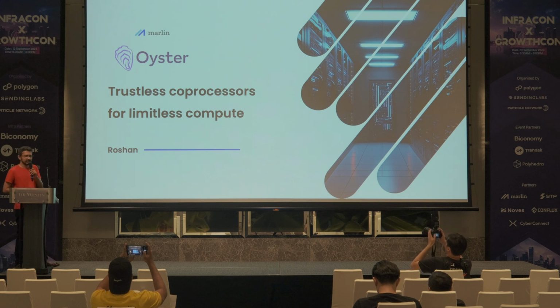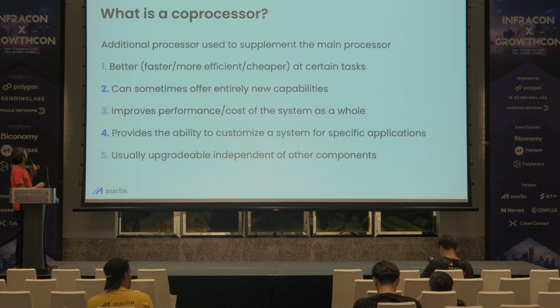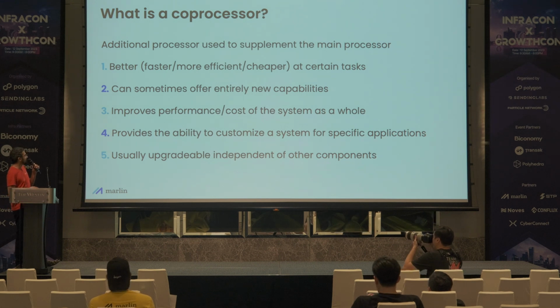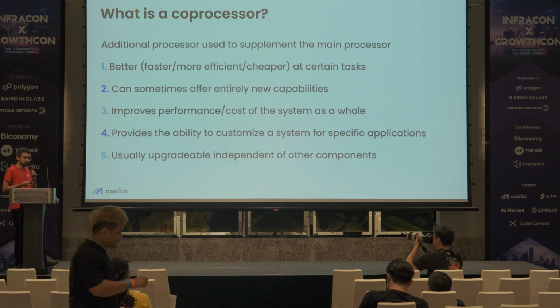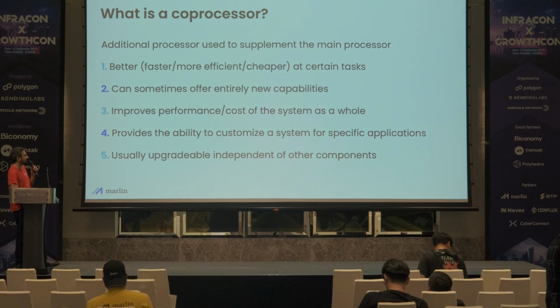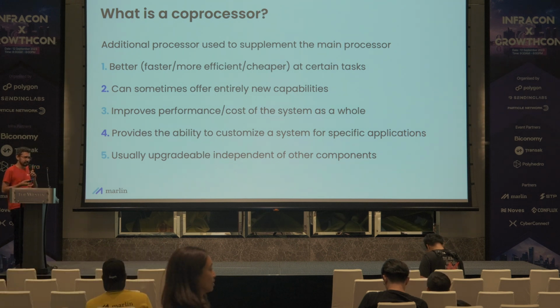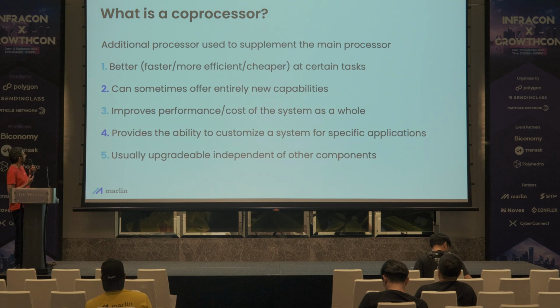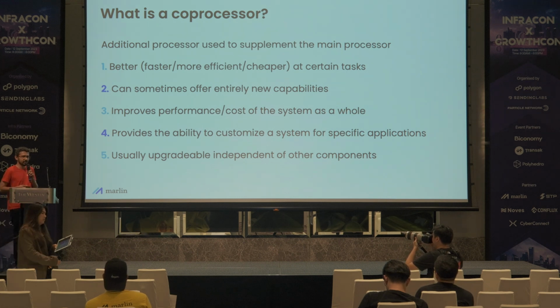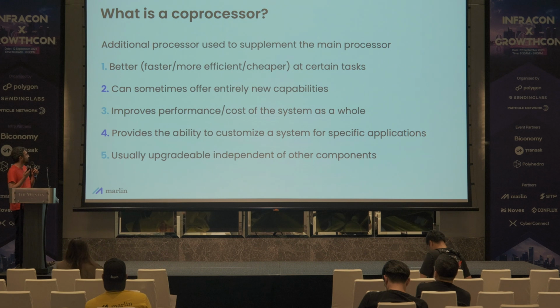I'm Roshan, a researcher at Marlin, and we are currently building coprocessors for Infracon. Let's start with what I mean by a coprocessor. Traditionally, a coprocessor is an additional processor that you use to supplement your main processor. An example would be a GPU for a CPU. It's usually better at certain tasks than the CPU: either faster, cheaper, or more efficient. And it can sometimes offer entirely new capabilities. For example, your phone probably has an independent network card which enables you to talk with mobile networks, which a CPU can't really do.